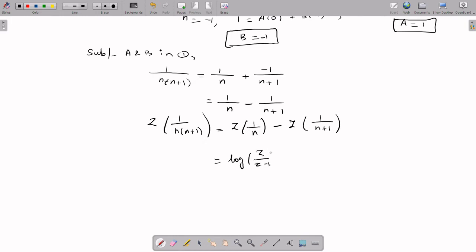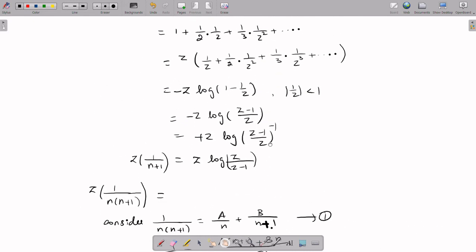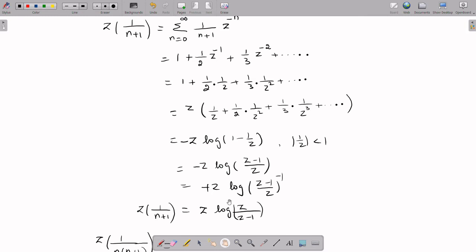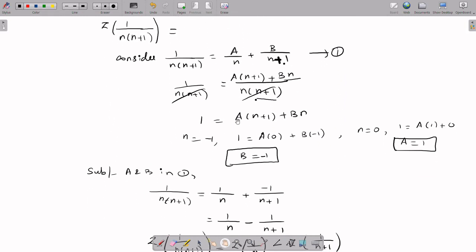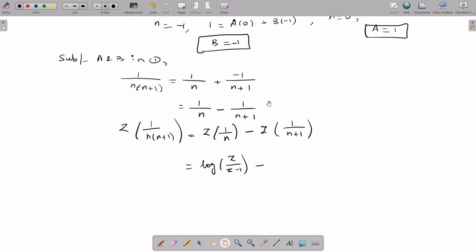And then minus, here is the Z transform of n plus 1. Did you find the Z transform of n plus 1? Yes, that also we found here. So the Z transform of n plus 1 is z into log of z by z minus 1. If you didn't find out the Z transform of n plus 1, here we just now found it. I directly substitute the value.